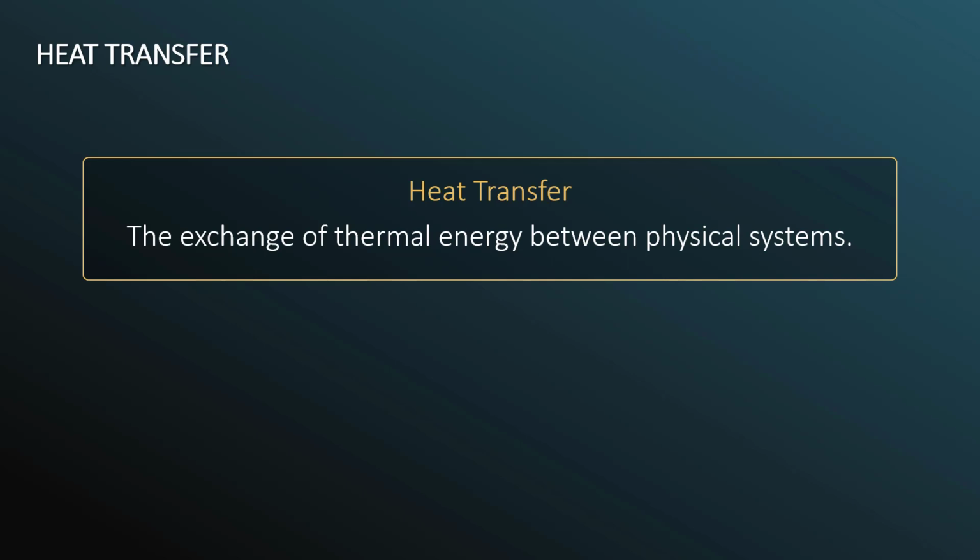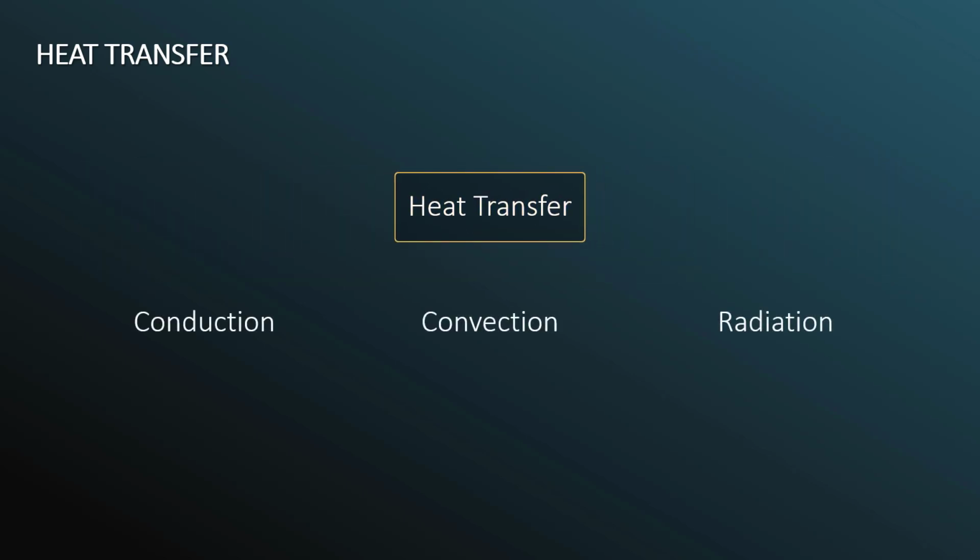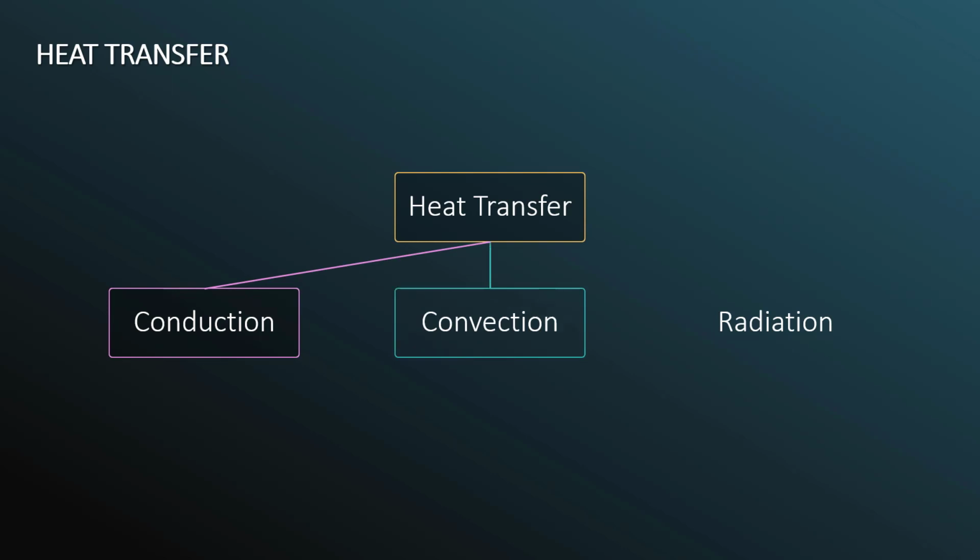There are three modes of heat transfer: conduction, convection, and radiation, and we will discuss these three in the order shown here, going from left to right.